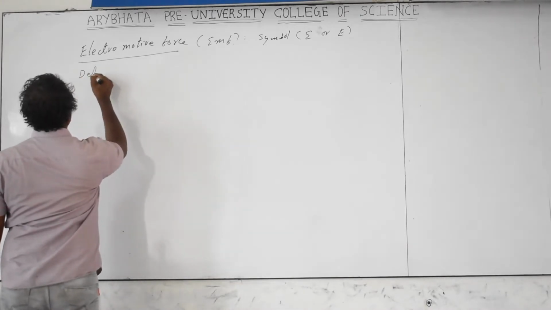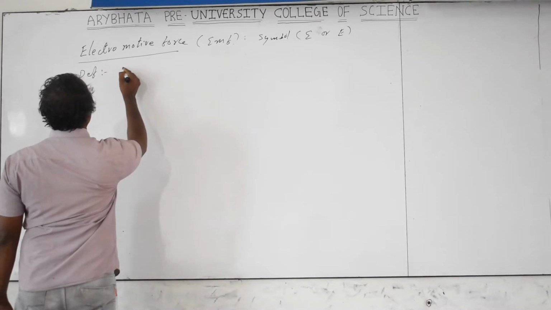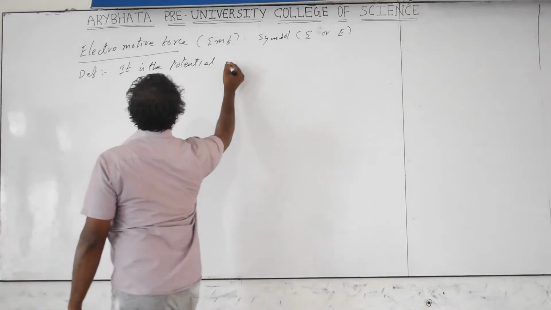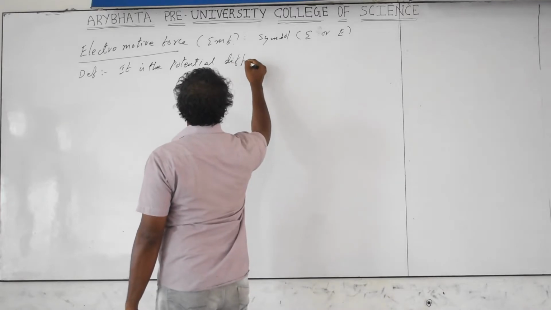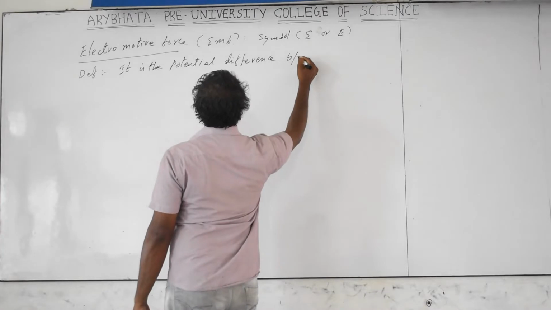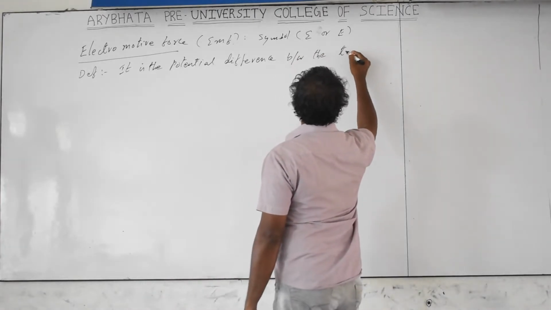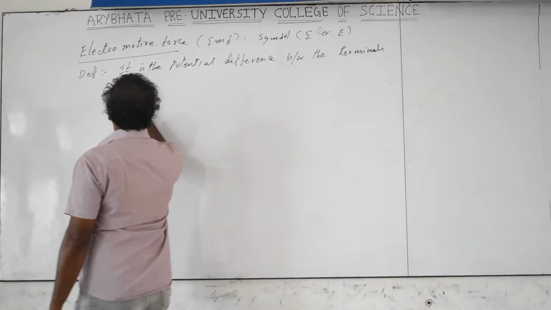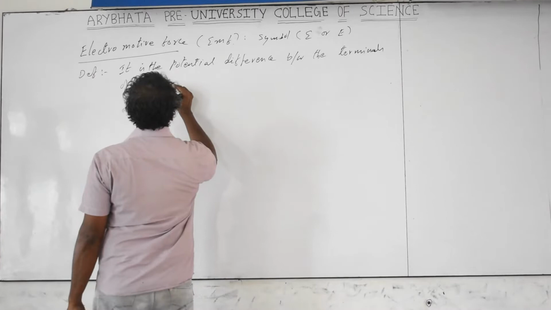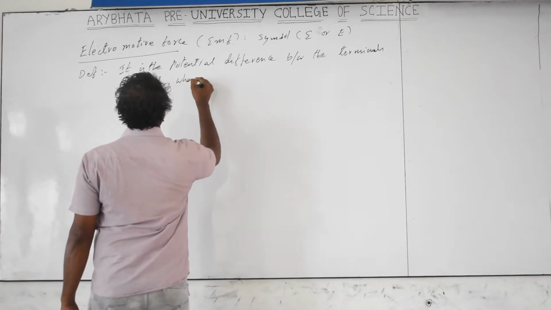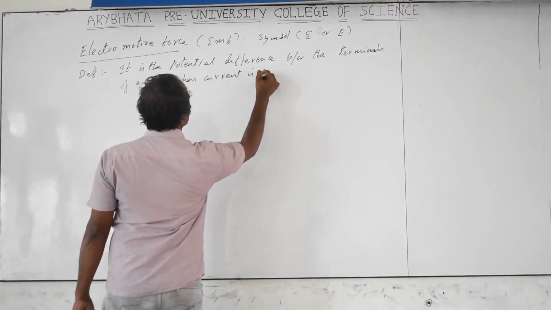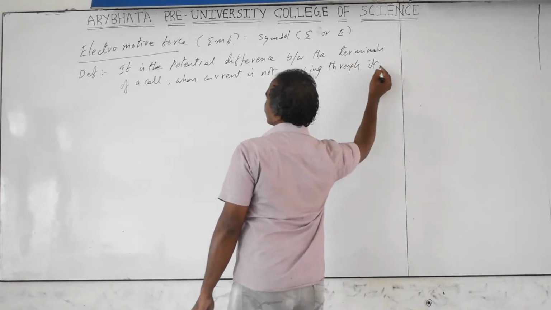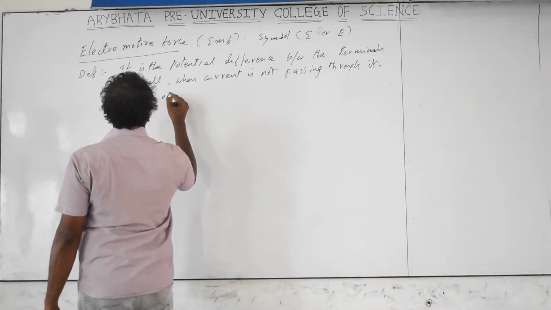Definition is important, and relationships. It is the potential difference or voltage between the terminals of a cell, or electrodes we can take, when current is not passing through it, meaning the cell is not connected in a circuit.